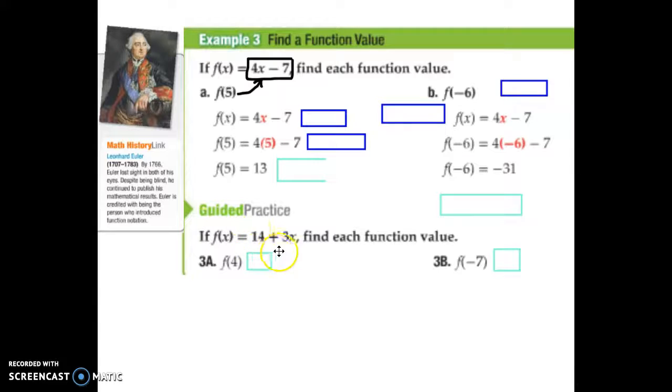Okay, guided practice down here. Here's my function notation saying whatever x is, you're going to multiply by 3 and add 14. So if my number is 4, I plug in 4, I'm going to do 14 plus 3 times 4. 3 times 4 is 12. 12 plus 14 is 26. So that's the number I get out. You can do that one also over there.